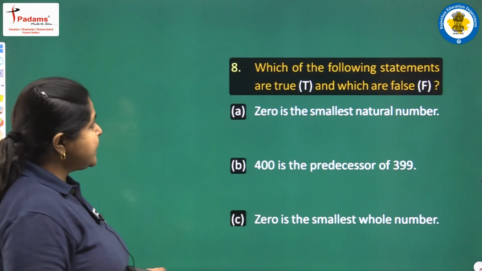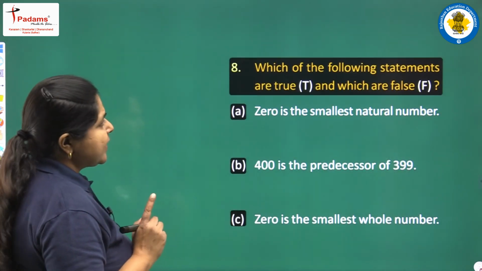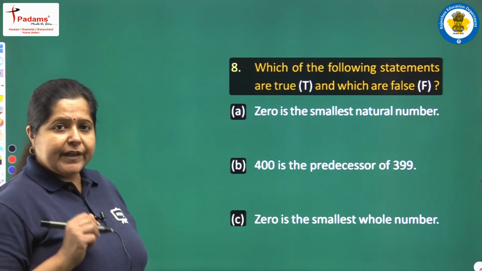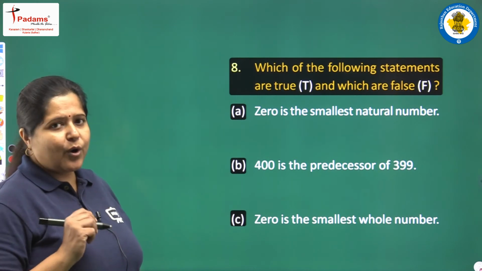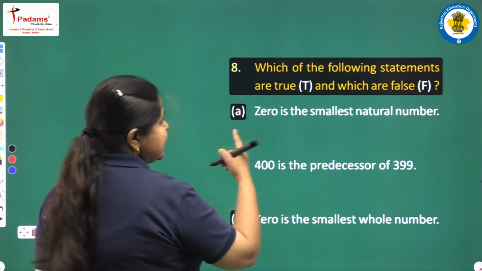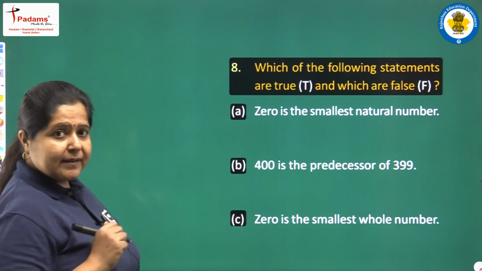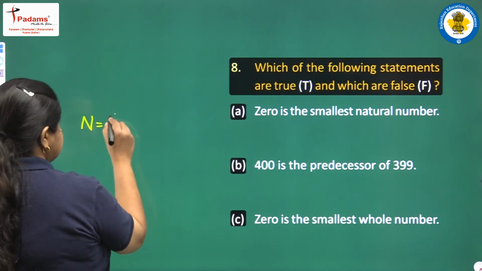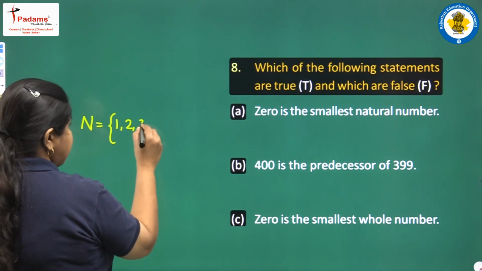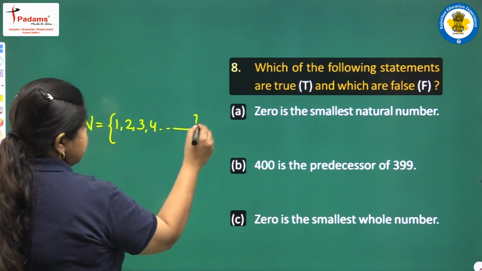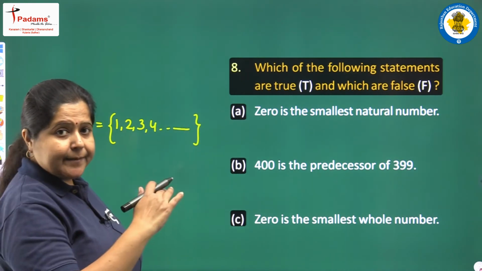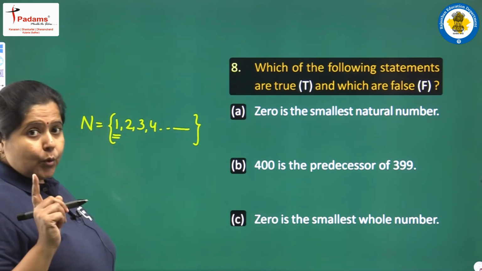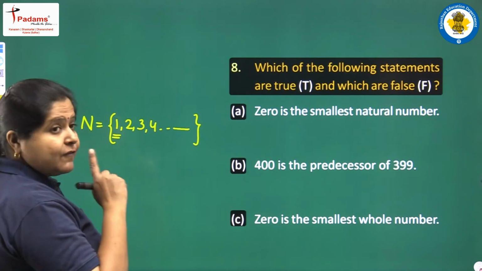Next we have question 8. Which of the following statements are true and which are false? Here we have been given some statements. We have to examine whether they are true or false. The first one is: 0 is the smallest natural number. We know that the set of natural numbers, denoted by capital N, starts from 1 and goes on till infinity, endlessly. So, which is the smallest natural number? Is it 0? No, it is 1. So, this is a false statement.